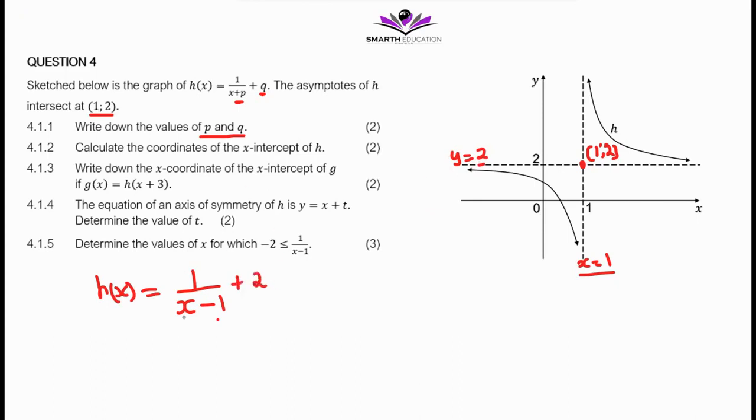We are asked to find the value of p and q. p is equal to negative 1 and q is equal to 2.